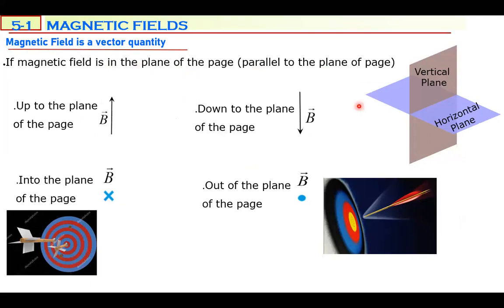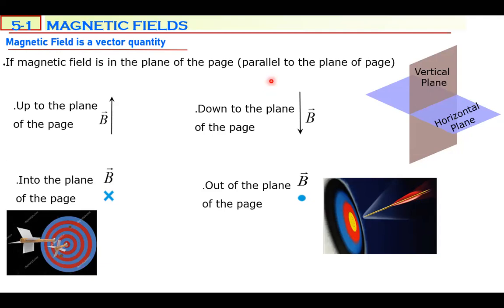So first we should know that there will be two planes, one of them is the horizontal plane. The horizontal plane is the plane of your page or your book, which is horizontal because it's on a table. The table is a horizontal plane, but a vertical plane is a wall, for example. A wall is a vertical plane. So if the magnetic field is in the plane of the page, it means the magnetic field will be on the table, along the table. So along your book or along your notebook.